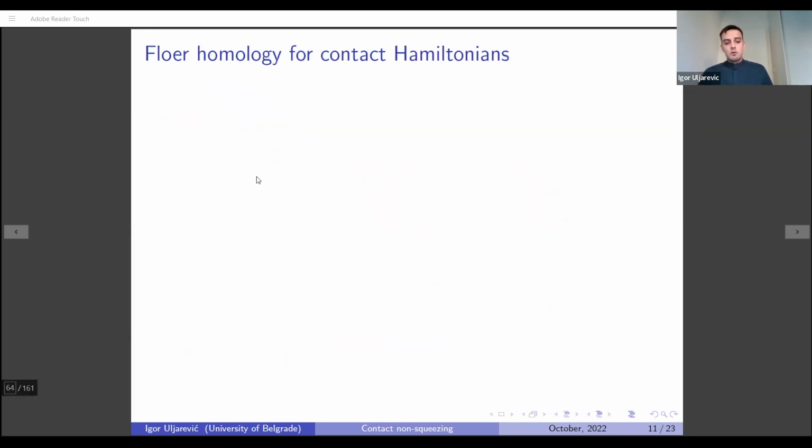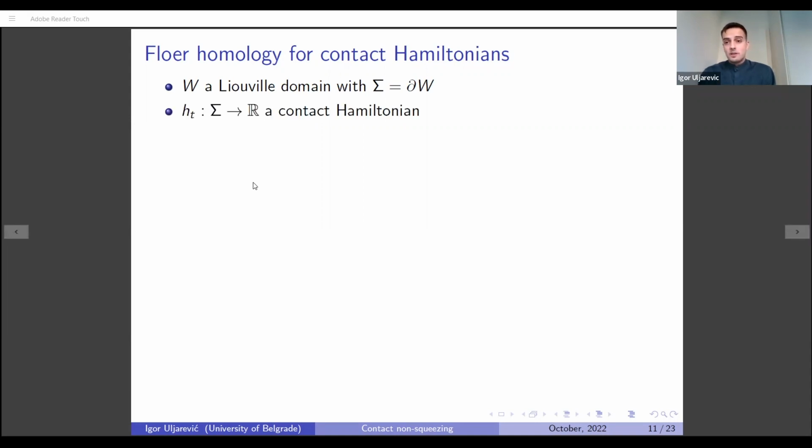So now let me recall the Floer homology for contact Hamiltonians. This Floer homology was introduced by Will Merry and myself some time ago. And the setting is the following. So again, I take a Liouville domain W. I will call its boundary sigma. Then we take a contact Hamiltonian on that boundary, possibly time dependent, but it has to satisfy two conditions.